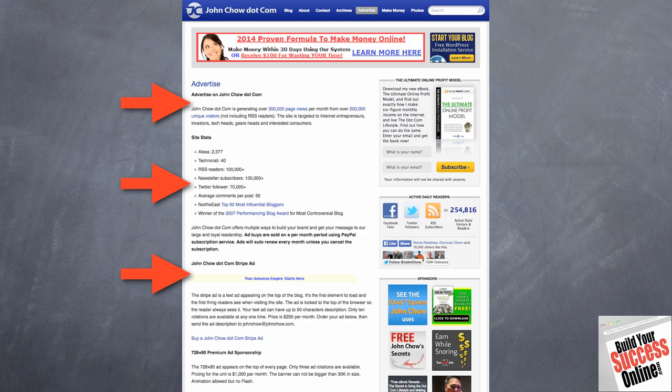Okay, then he's got a spot where you can purchase a premium ad sponsorship, and this is 728 by 90. Those are pixels. That's the size of the ad, and it appears at the top of every page. So that's the banner that we're seeing right up there at the top, right underneath his menu bar. See the one with the girl taking a look up into the sky? That's the banner, the premium ad sponsorship that he's talking about there.